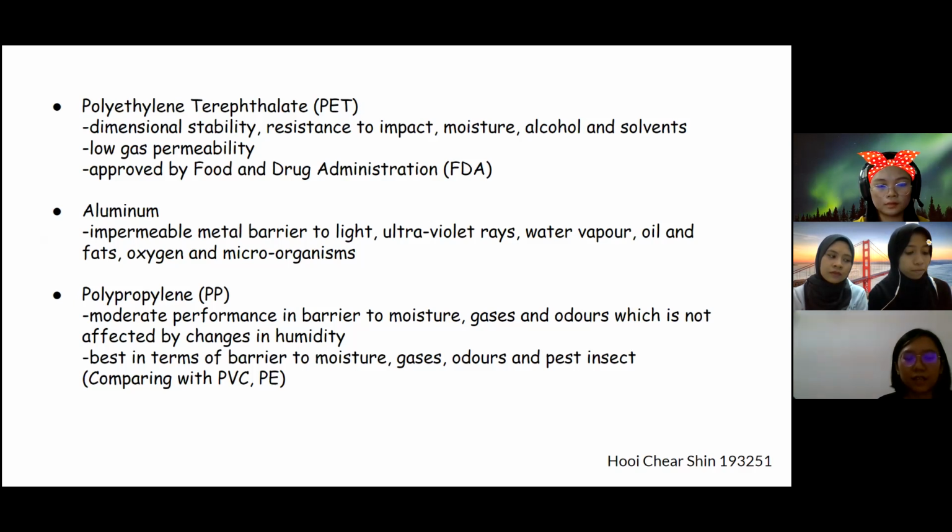For the inner layer, PP is chosen. It performs moderately as a barrier to moisture, gas, and odor, and it is not affected by changes in humidity. Just now I mentioned that PP and PE can be used as the inner layer, right? But from the journal I found, PP performs better than PE in terms of barrier to moisture, gases, odors, and pest insects. So these are the most suitable materials to be used in the stand-up pouch.